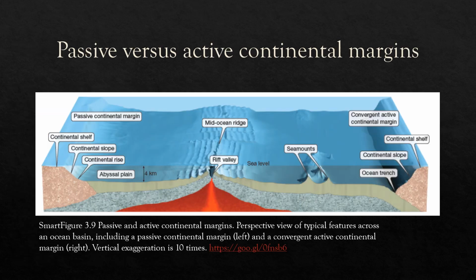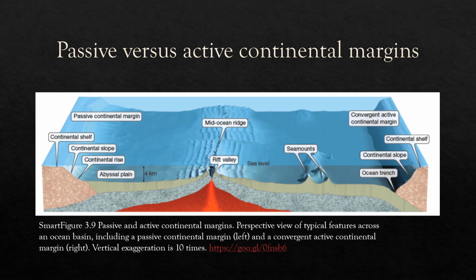Now, moving to the next. We have two types of continental margins. One is passive margin and another is active margin. In this figure, you can see we have a rift valley in the middle of the figure, and on the left we have passive continental margin, and on the right we have active continental margin.